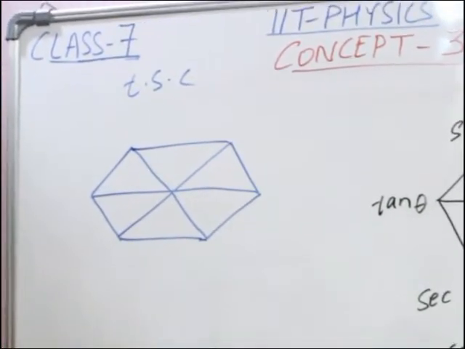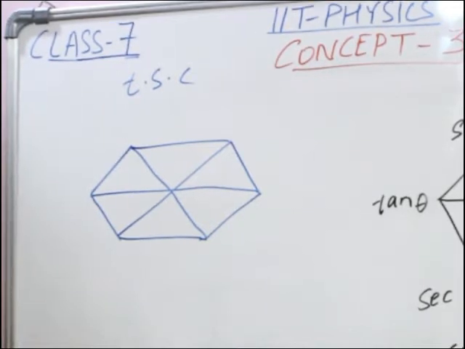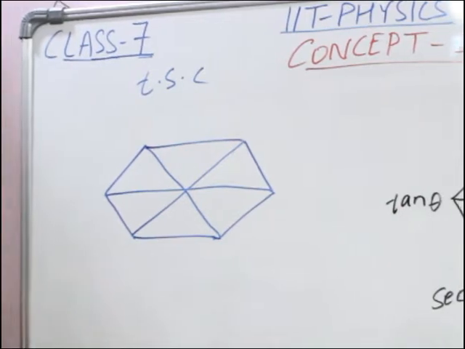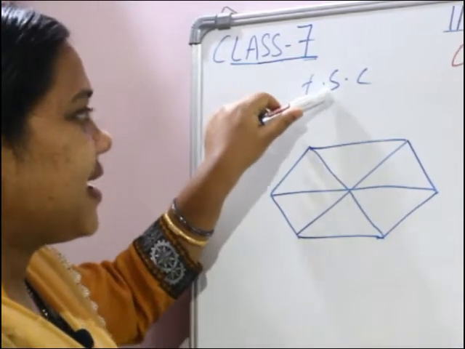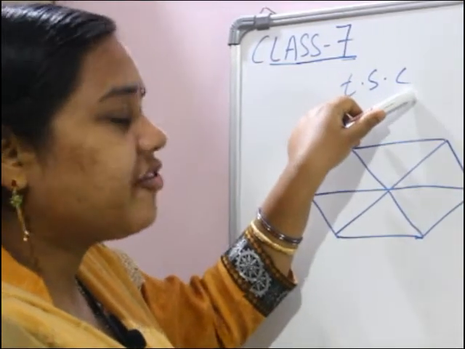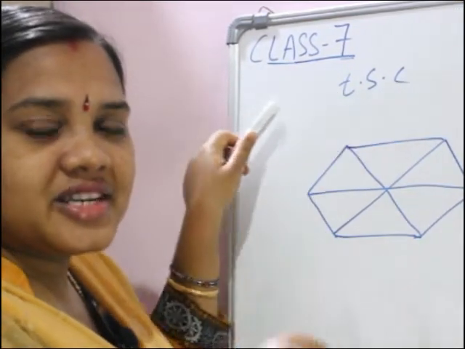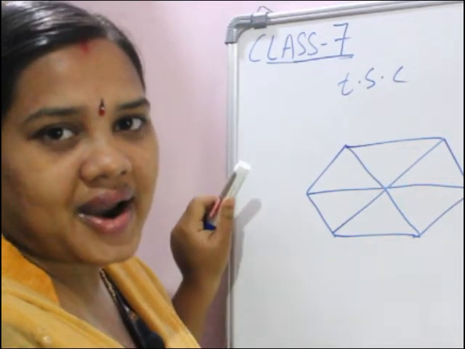TSC. What are TSC? The three main trigonometric functions. Now I'll explain: T for tangent, S for sine, C for cosine. Clear? Tangent, sine and cosine. TSC you have to remember.